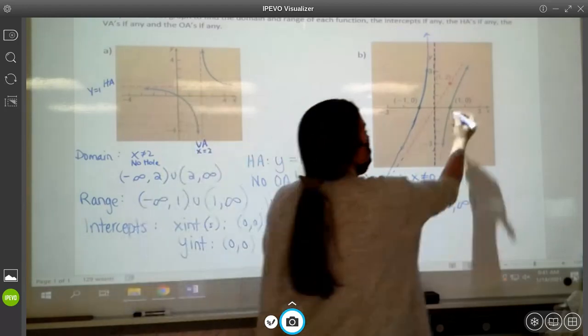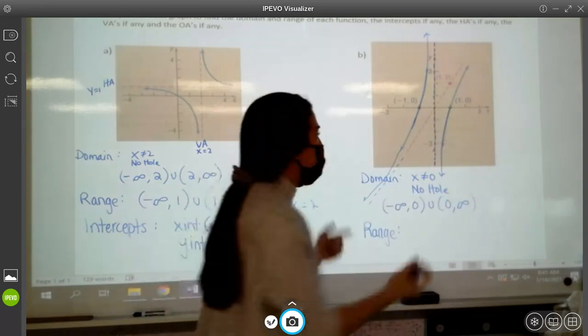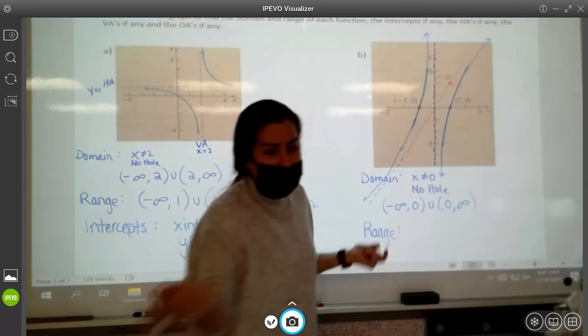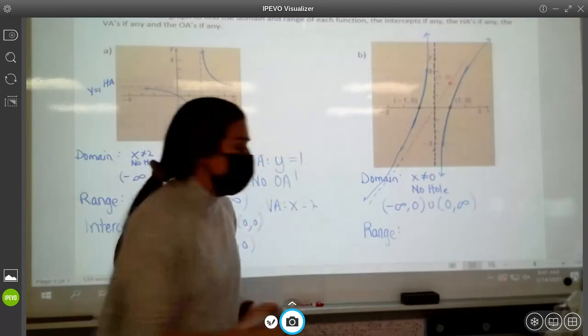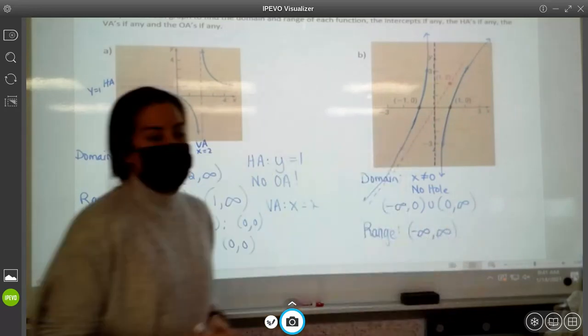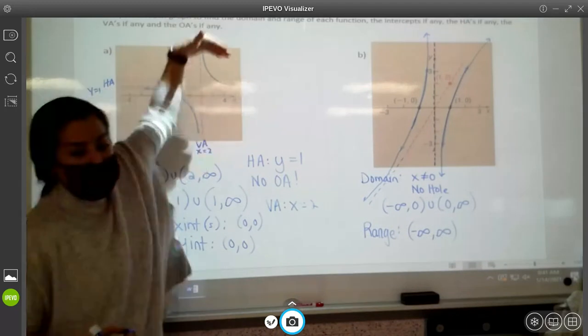Same thing over here. This end of the graph is going to follow this VA all the way down to negative infinity, and this end of the graph is going to follow that oblique all the way off to positive infinity. So the range is all real numbers. Where an HA kind of acts like a wall sometimes, and it stops it from getting to those infinities.